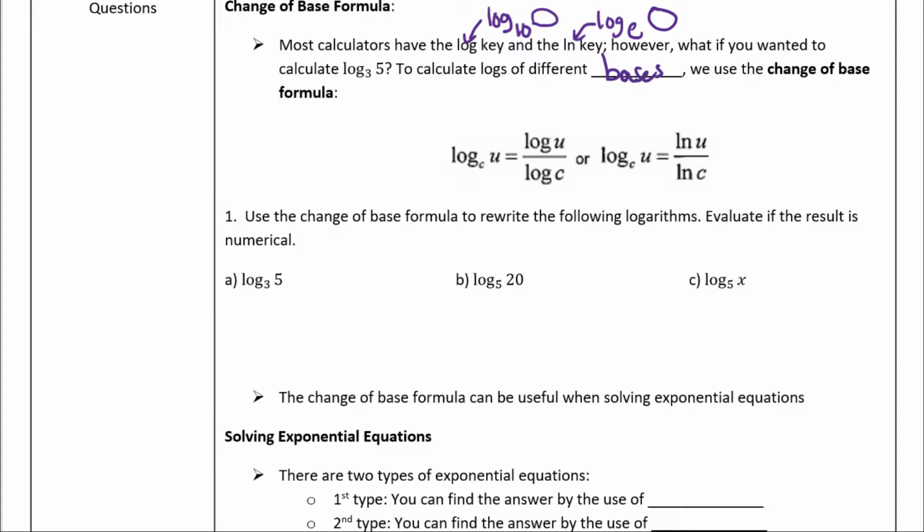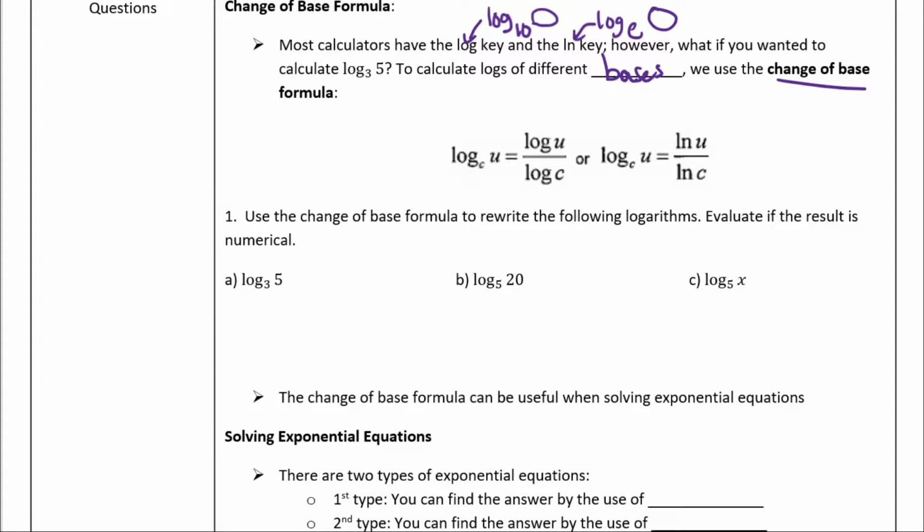Well, if you want to calculate logs of different bases, this is why we use the change of base formula. All right, so it's real simple. All you have to do is take the log of the big number divided by the log of the base. And you can either do this for the common log or you can rewrite it as the natural log. It doesn't matter which one you use as long as you use the same one throughout. Okay, so you have to either use both natural log or both common log. And this is how you would do it on the calculator. So let me show you.